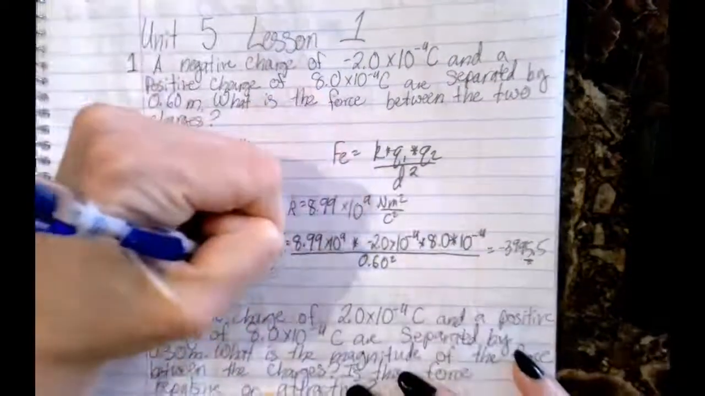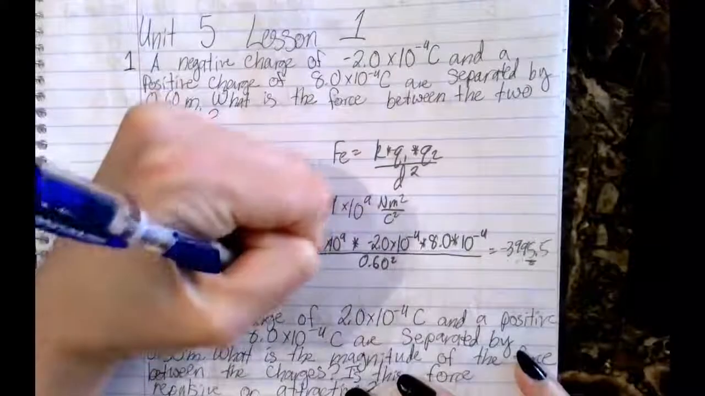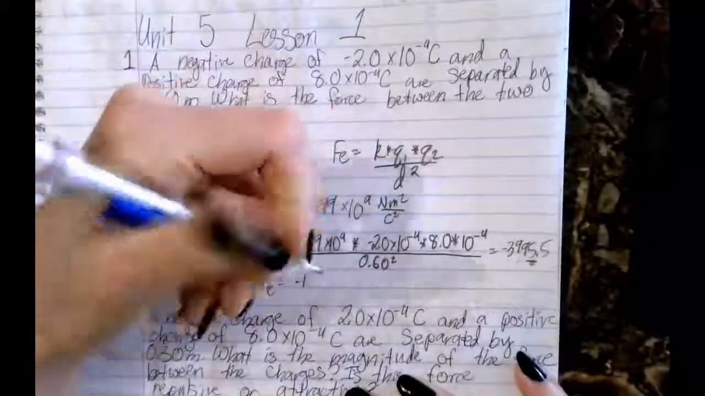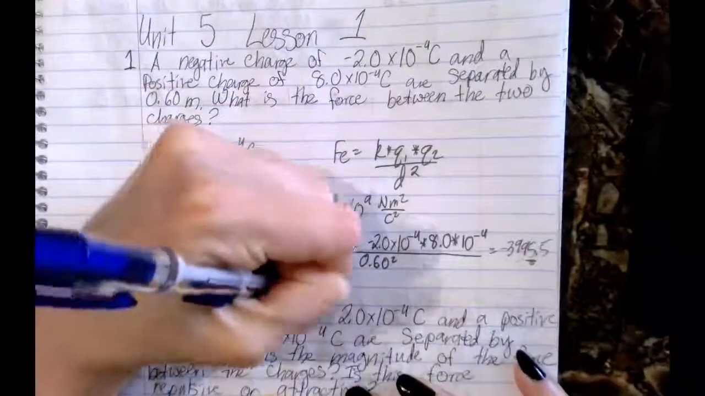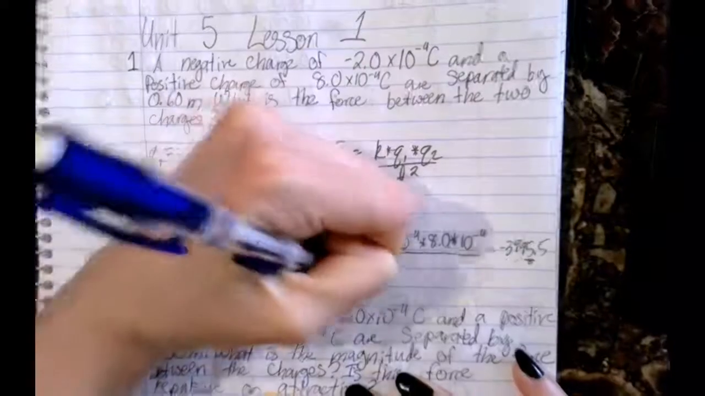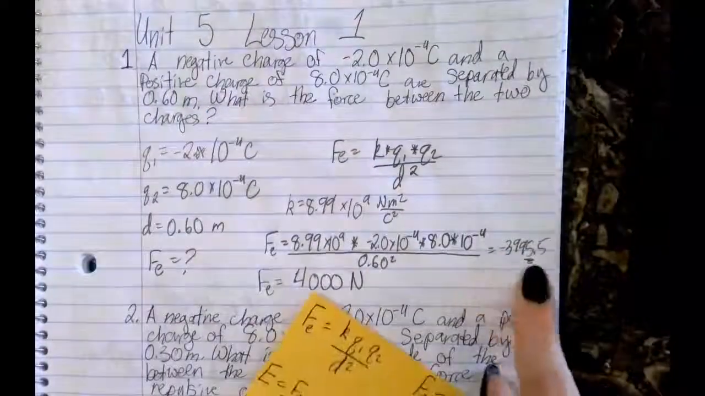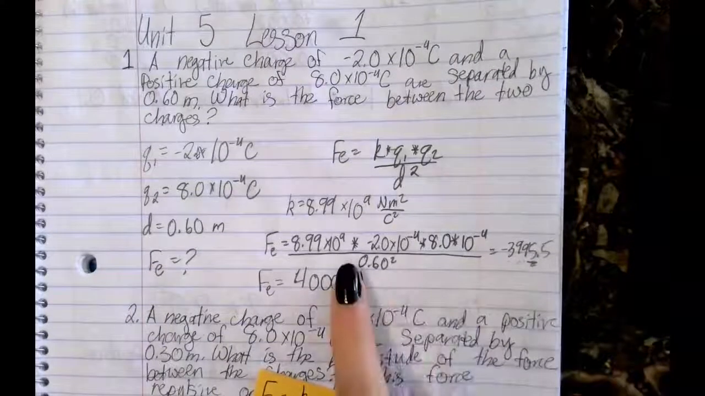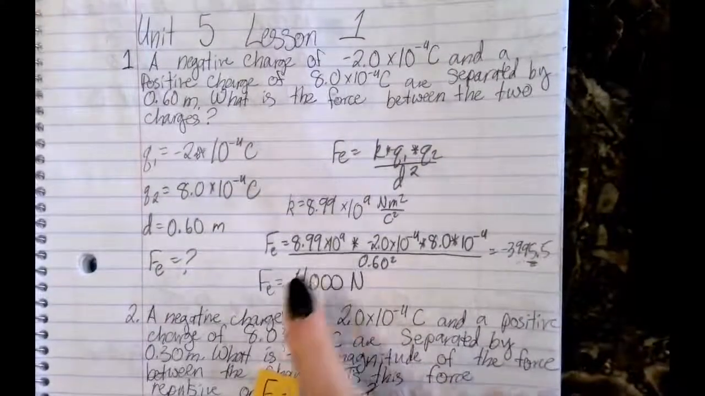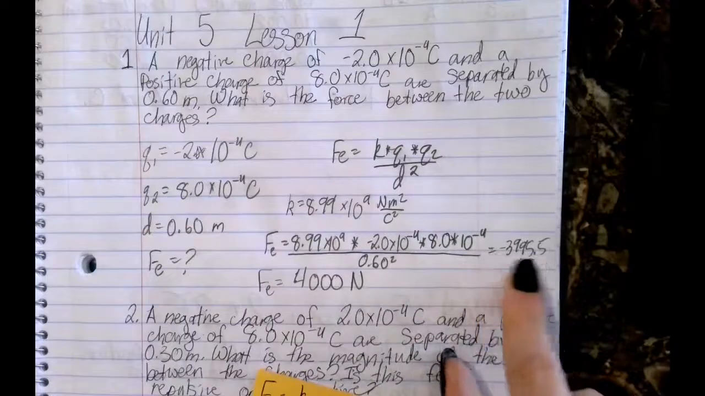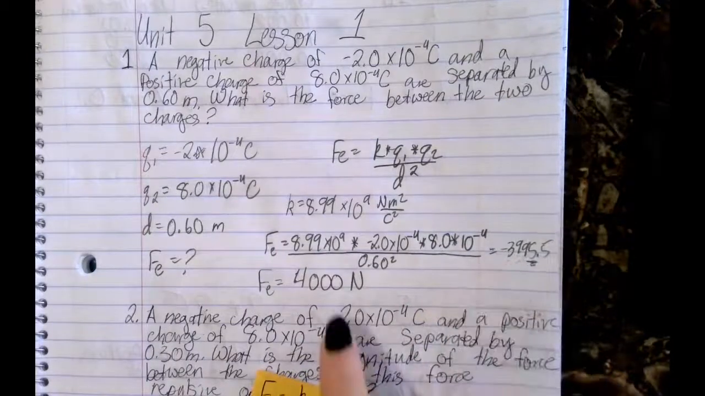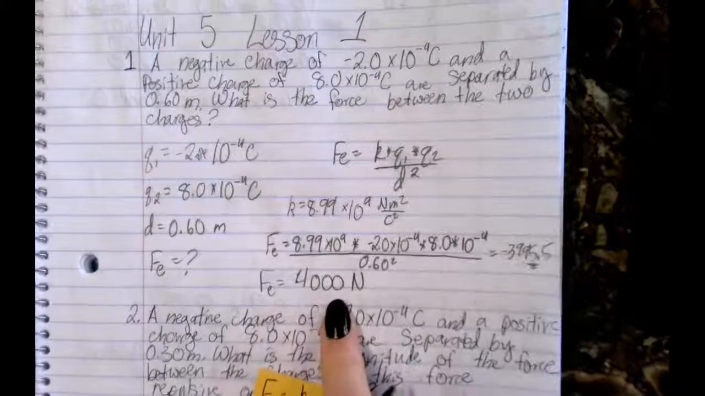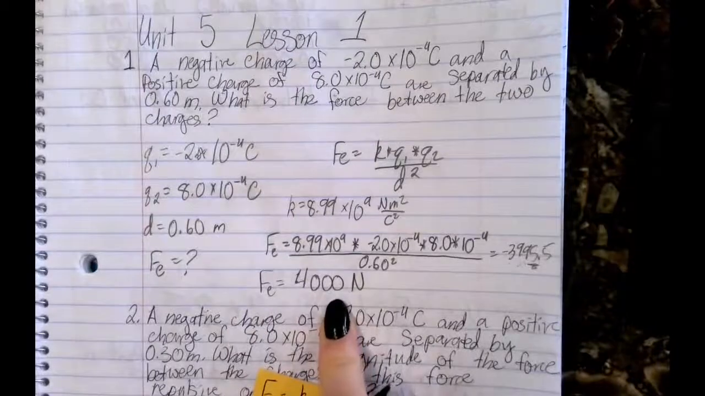So I'm going to get that Fe equals 4,000 newtons. I started off with 3,995. Do not drop this down to be 400 and say you've got 3 sig figs, okay? If I've got 4 placeholders here, I need to have 4 placeholders here. It's okay if they're a 0. Remember, zeros don't count as sig figs.